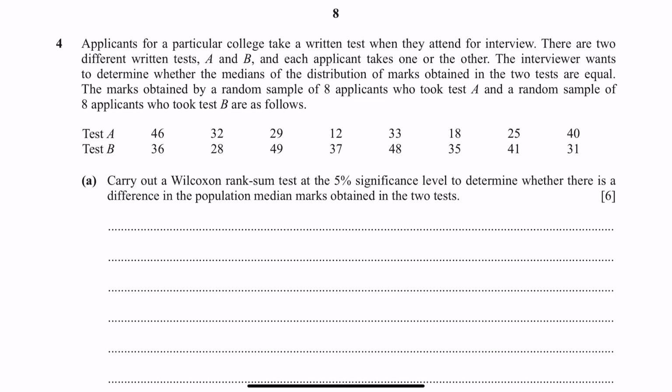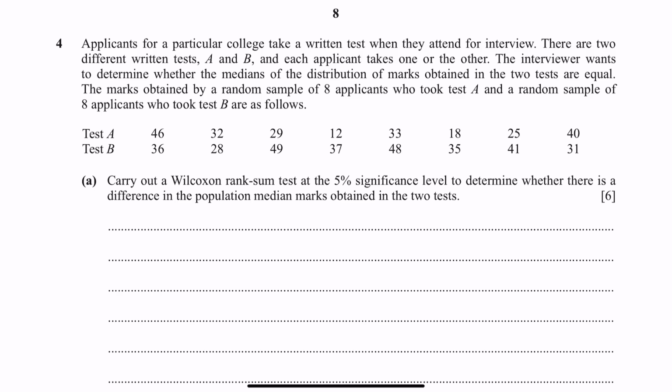Question number 4. Applicants for a particular college take a written test when they attend for interview. There are two different written tests, A and B. Each applicant takes one or the other. The interviewer wants to determine whether the medians of the distribution of marks obtained in the two tests are equal.